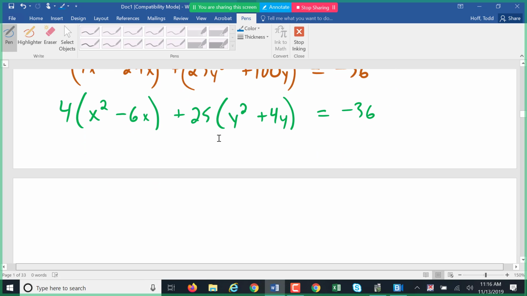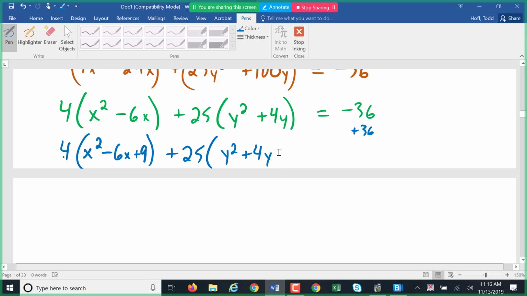For x, well, negative 6 divided by 2 is negative 3. Squared is 9. So this needs to be x squared minus 6x plus 9. So I added 9 times 4, which is 36. For y, 4 divided by 2 is 2. Squared is 4. So this needs to be y squared plus 4y plus 4. Well, I added 4 in here times 25 is 100. So negative 36 plus 36 plus 100 is 100.